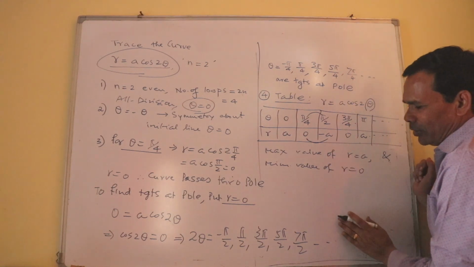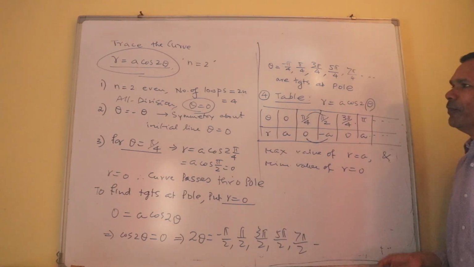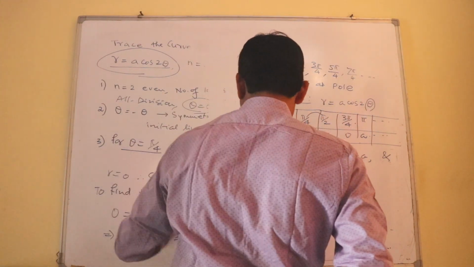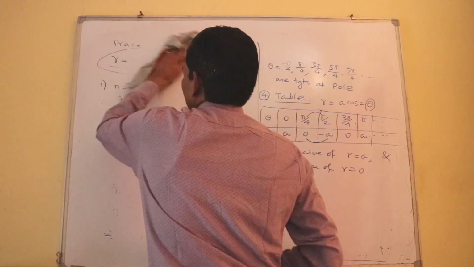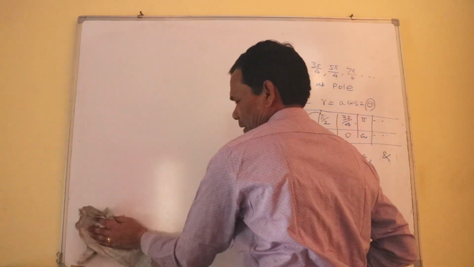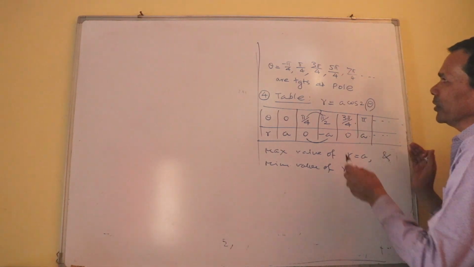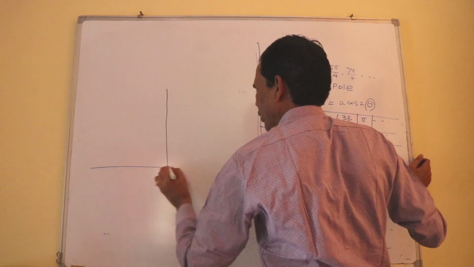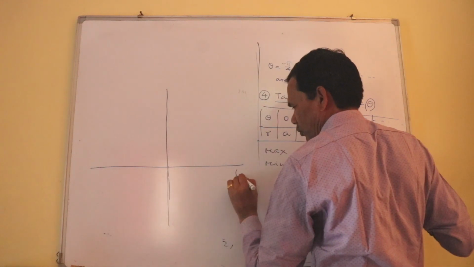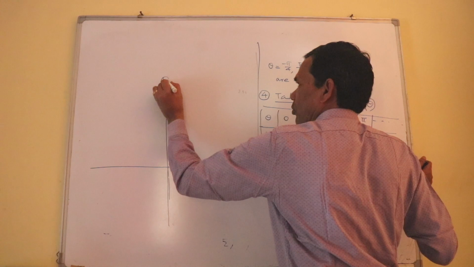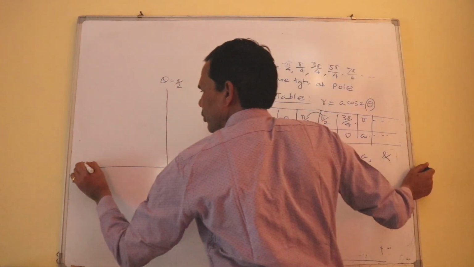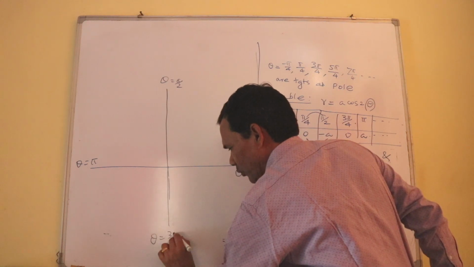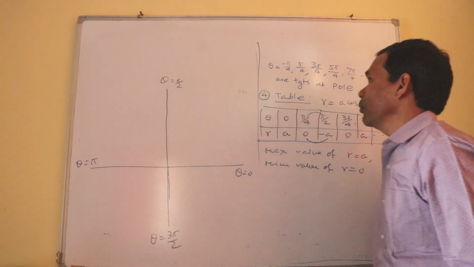We take the absolute value. Now, the approximate shape of this particular curve is this. Here are the tangents I can draw. So it is this curve. Theta is equal to 0, theta is equal to pi by 2, theta is equal to pi, theta is equal to 3 pi by 2. So these are the four quadrants.